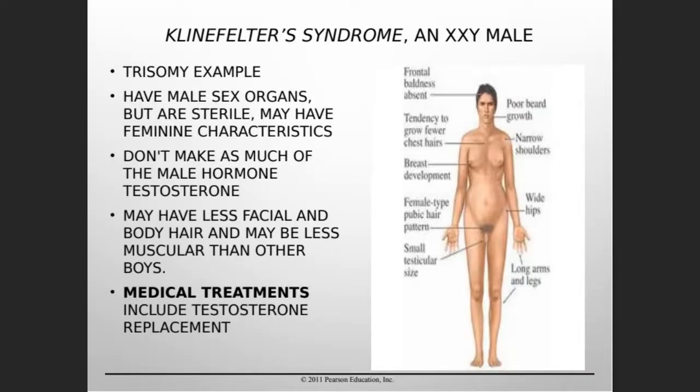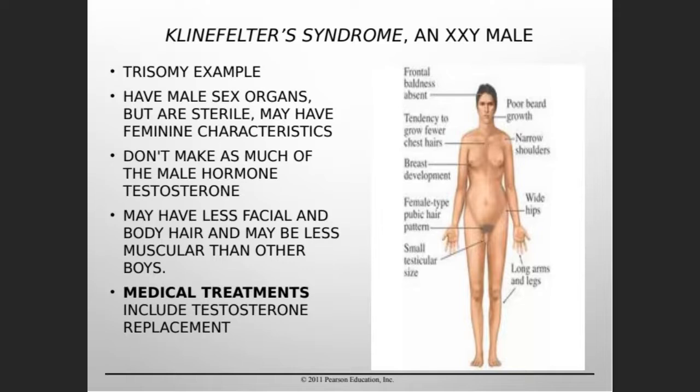Another, and again, like I talked about with Down syndrome, with all of these chromosomal abnormalities, you have various degrees of severity. Some people are really affected, other ones are not affected as much. Another example of trisomy is going to be Klinefelter syndrome. Okay, so have male sex organs but are sterile and may have female characteristics. Okay, this is going to be a male with an extra X chromosome. Okay, these are sex related, not somatic.